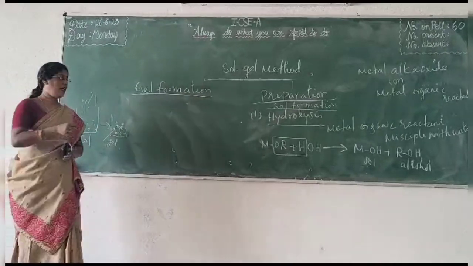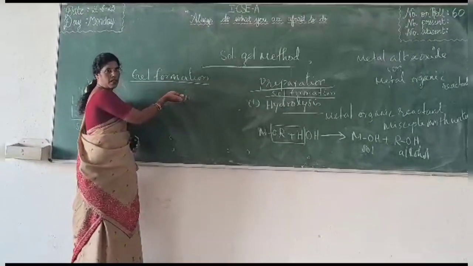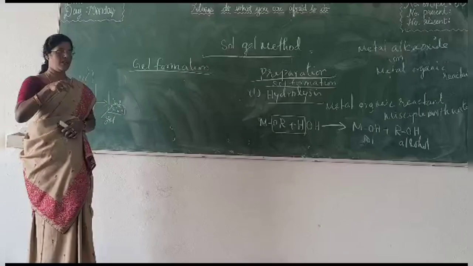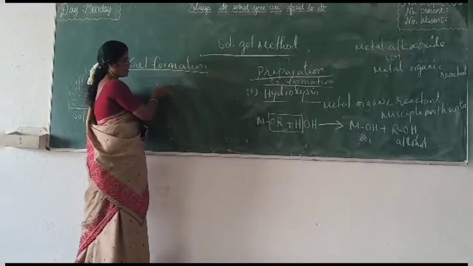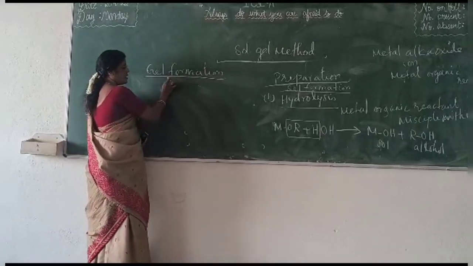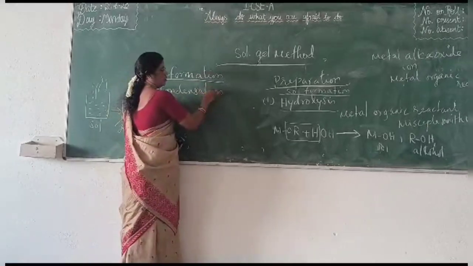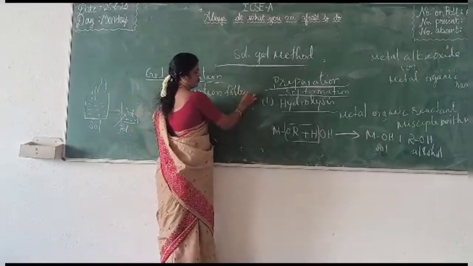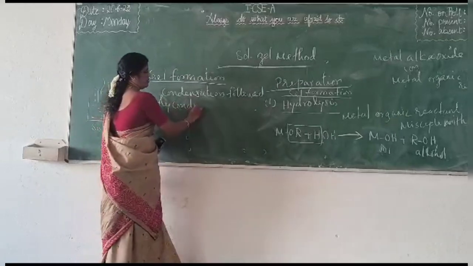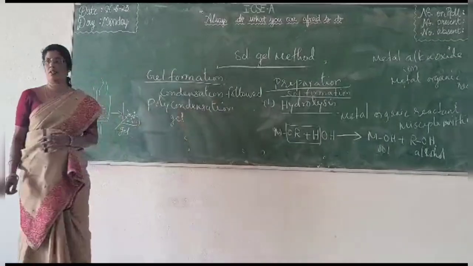What does gel formation mean? A semi-rigid mass is formed from the salt. The solvent is evaporated, and only solid particles are joined together to form a semi-rigid mass, which is called a gel. How does it occur? A condensation followed by a polycondensation process occurs, resulting in the formation of gel.